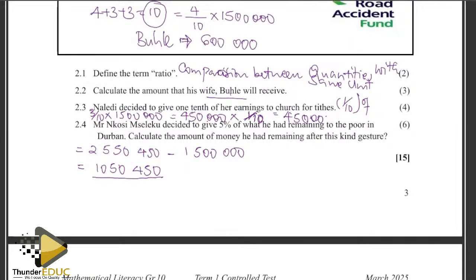Now, of what he has to give away, 5%. When he gives away 5%, that means he's remaining with 95%. So let's times that, because you are looking for the amount of money he had remaining after the gesture. The gesture took 5%. Understand? Simply meaning it's 100 minus 5, which is 95%. So we are looking for what is remaining. So we take that much.